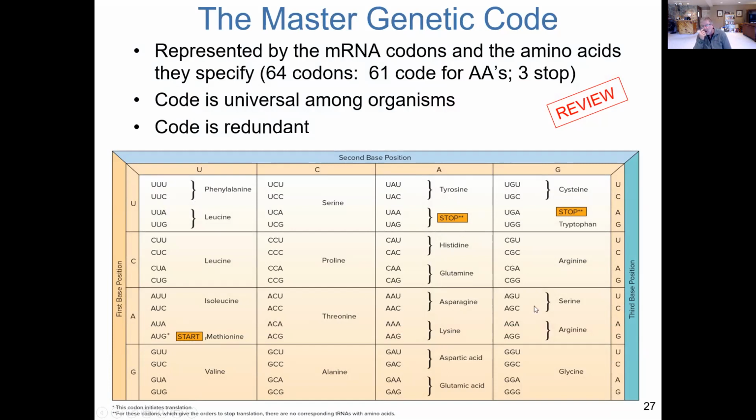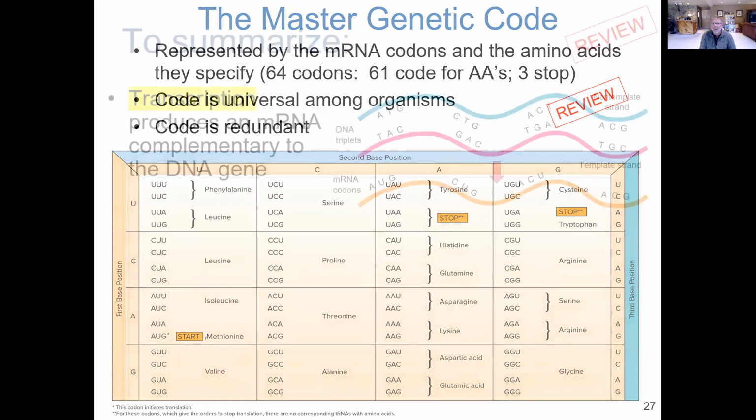And again, what determined these codon sequences? Ultimately, it was the DNA, right? So we have a beginning to the gene, we have an ending to the gene, don't we? We have a beginning to the translation, we have an ending to the translation in terms of the protein production.